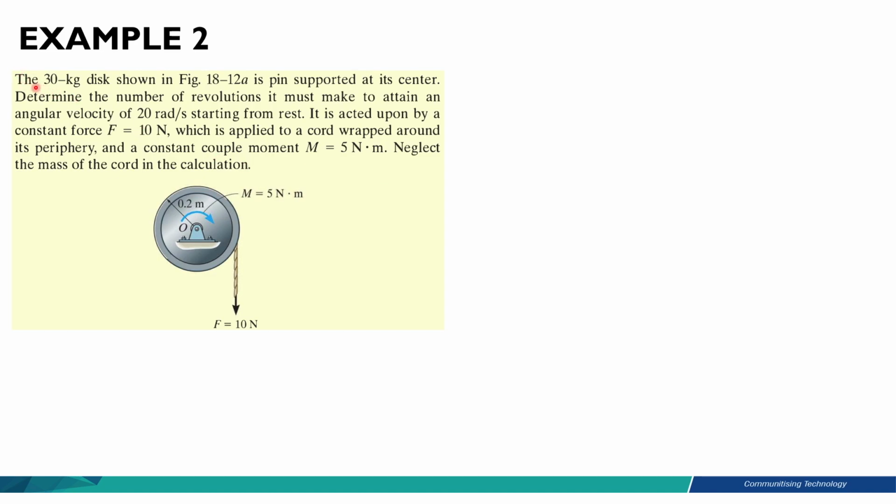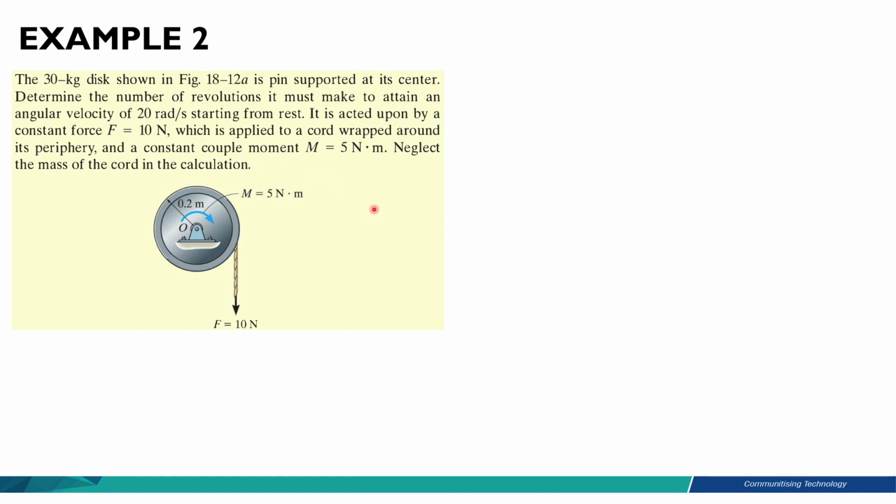So here, there is a 30 kilogram disc shown, pin supported at its center. So there's a pin support here. We want to determine the number of revolutions it must make to attain an angular velocity of 20 rad per second starting from rest. It is acted upon by a constant force F equal to 10 Newton here, which is applied to a cord wrapped around its periphery, and a constant couple moment of 5 Newton meter. Neglect the mass of the cord in the calculation.